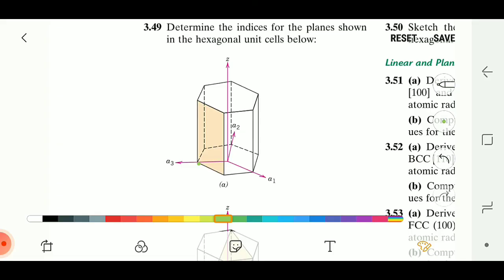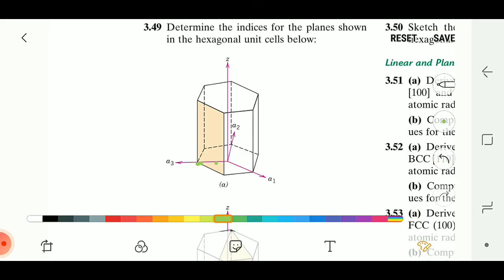Now you can see that the plane is intersecting A3 right at the corner of the unit cell. If the plane is intersecting at the corner of the unit cell, then that numerical value will be taken as 1. So the intercept will be taken as 1. If it is intersecting right at the middle, for example here, then we will take the intercept to be 1 by 2. If it is intersecting at the 1/3 point, then we will take it as 1/3 and so on. Depending upon which fraction of the full length the plane is intersecting, we take its numerical value. If it is intersecting right at the corner, we'll take it as 1. If it is intersecting at the middle of the full length, we'll take it as 1 by 2 and so on. I'll make it clear also on the paper for you.